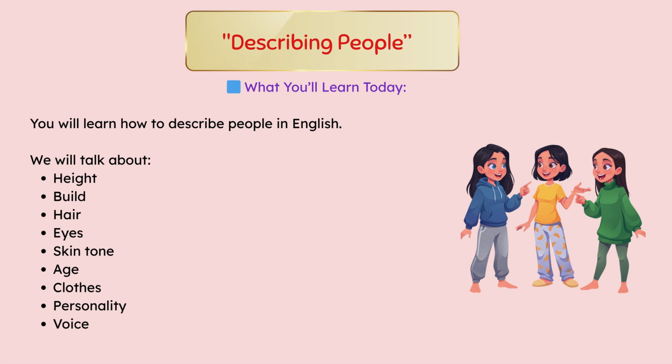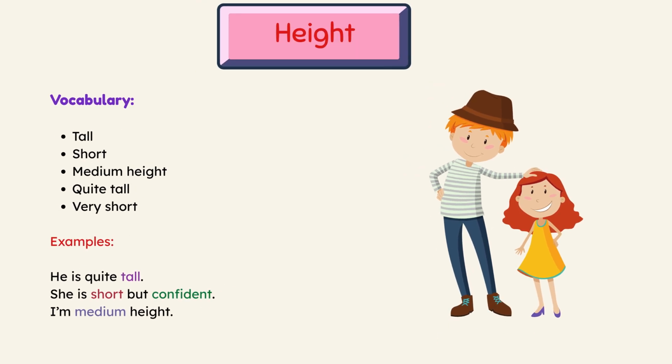So, let's get started. First, let's talk about height. Height tells us how tall or short a person is. Some common words we use are tall, short, medium height, quite tall, and very short. Let's look at some examples. He is quite tall. She is short but confident. I'm medium height. These words help us describe a person's height clearly.